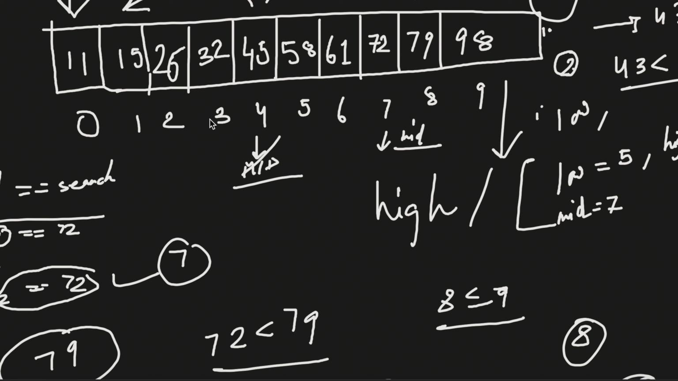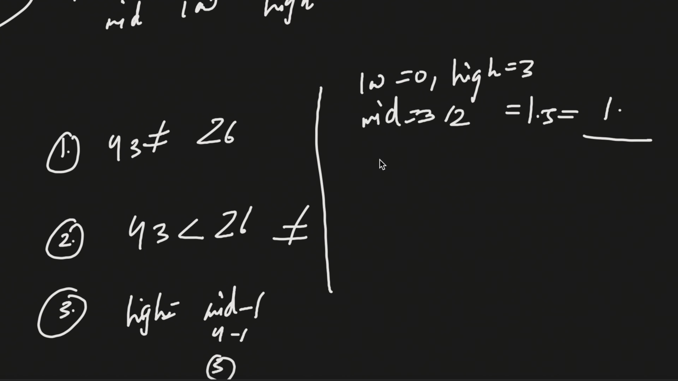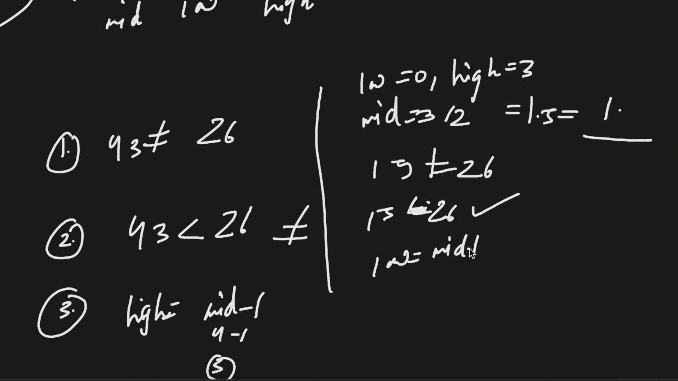Okay, now my mid is 1, and I'm again checking. My mid is 1, high is 3. So is 15 equal to 26? In this case, 15 is not equal to 26, but yes, the second condition matches. 15 is less than 26, not equal, so it's less than. So my low will change. Low equal to mid plus 1.